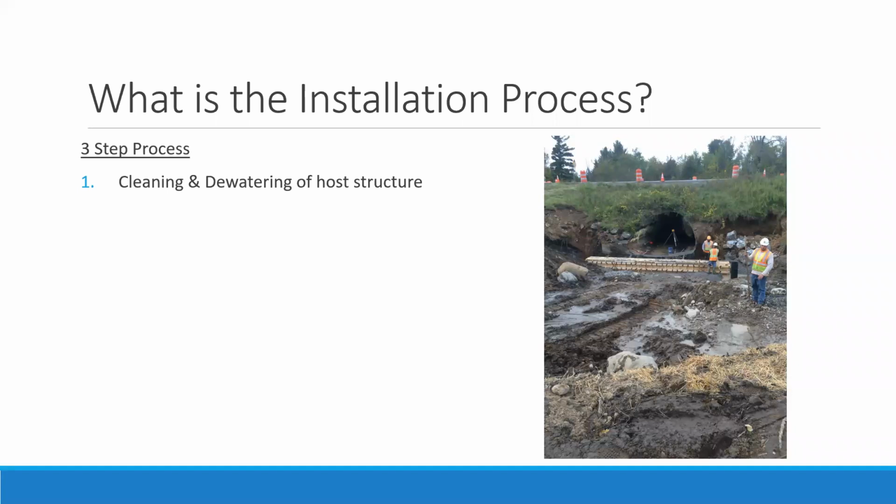So what is the installation process? We look at it as a 3-step process for culvert rehabilitation that begins with cleaning and dewatering of the host structure. Bypass pumping or the construction of cofferdams are common methods to dewater the host pipe. And we can see here a crew that's working in a dry environment as they begin the rehabilitation efforts on this culvert.